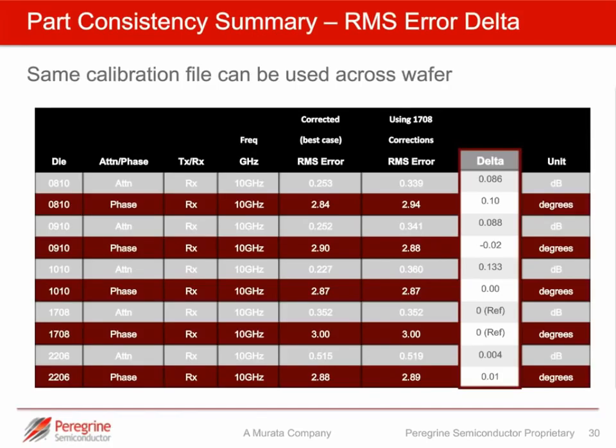Now if we transition this into errors, we go to this slide. Here we're reporting RMS errors for all of the devices. On the left-hand column we can see the device number, so 0810. The next column shows whether it is attenuation or phase error we're reporting. As we move across, there's a column that says corrected RMS error, so this is the ideal RMS error. The next column shows the RMS error using the 1708 lookup table, the shared lookup table for all devices. The second from right column shows the delta in the result, and as you can see, the error delta is extremely small. So what we're saying is we can use the same lookup table across all devices on the wafer. Again, this simplifies the implementation of the device in a system.